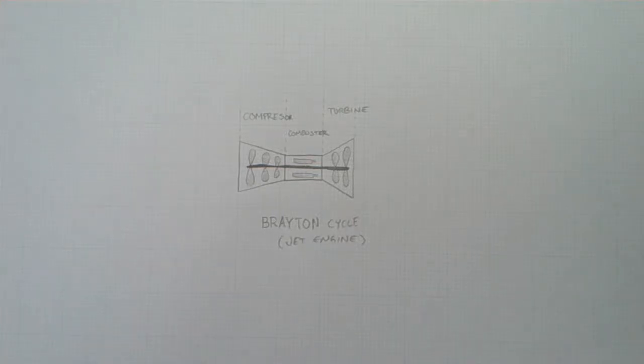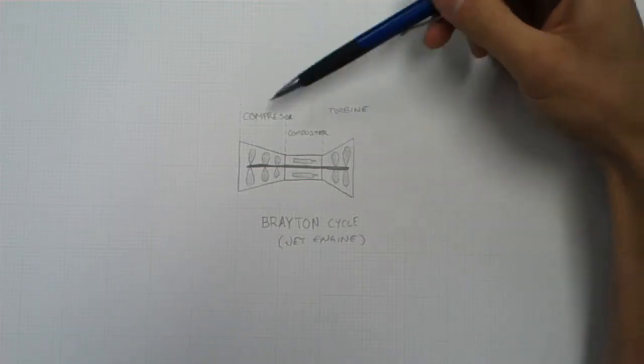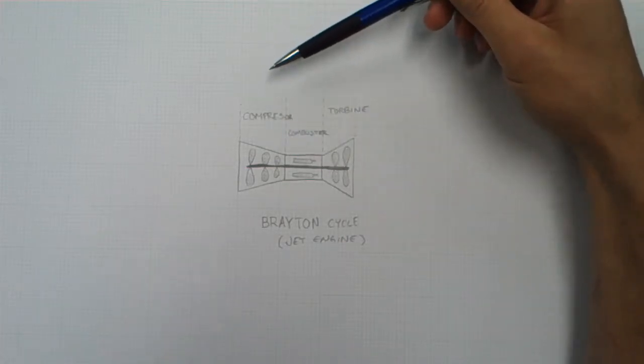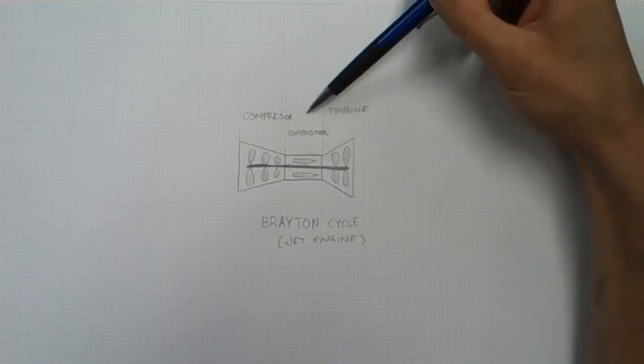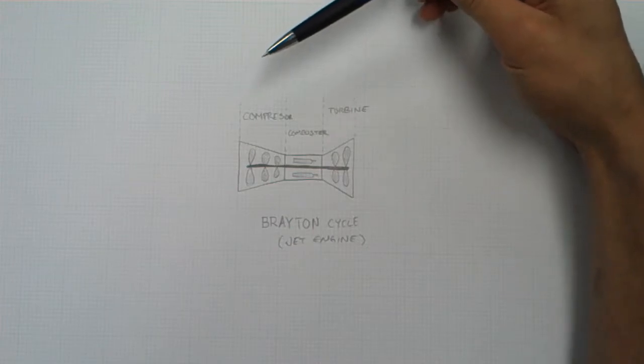Hey guys, today we're going to talk about the Brayton cycle, or the jet engine. We're just going to go over how the whole system works, how it creates thrust, and the different sections that are part of that. Starting with the first section in this drawn up jet engine: the compressor, the combustor, and the turbine. We'll start with the compressor.